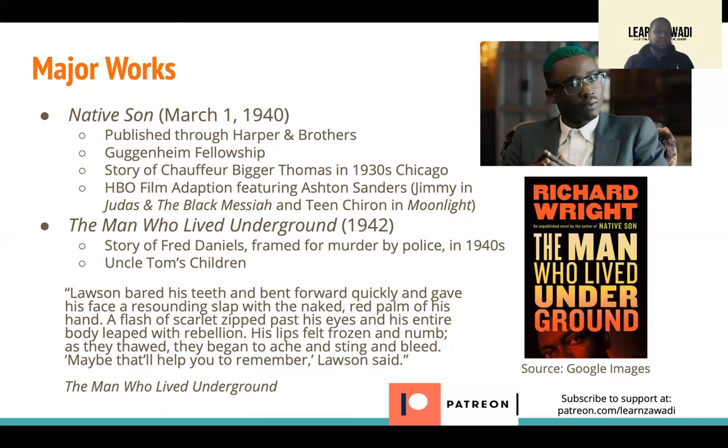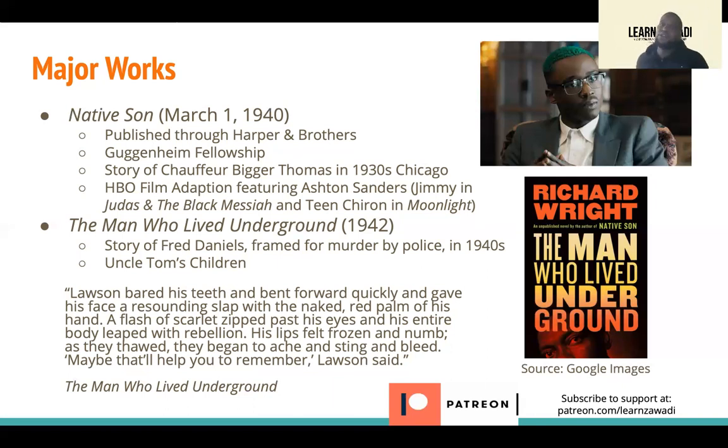And so Native Son, even outside of the HBO film adaptation, there have been a lot of remakes of Native Son and a lot of works influenced by Native Son. So that is definitely a major work. That's definitely a trendsetter. That's definitely a ripple effect because of the work of Richard Wright.